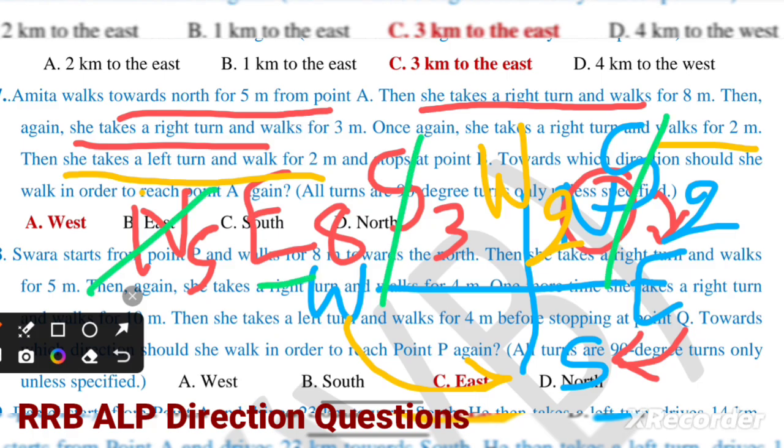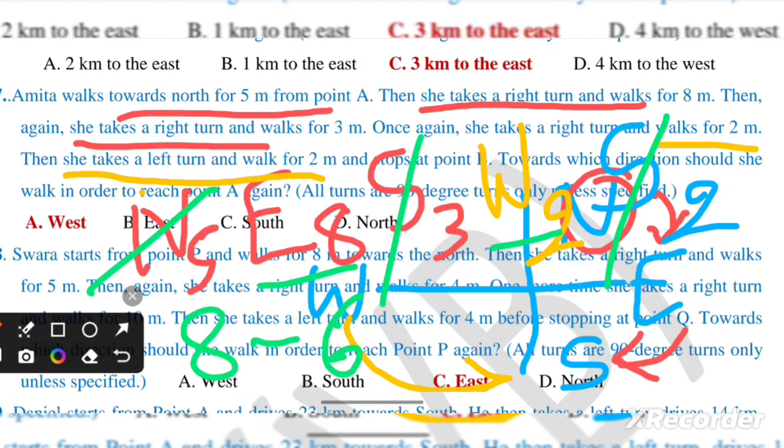What is left? E8 and W2. So 8 minus 2 is how much? So 8 minus 2 is 6. But which is the bigger one? East is the bigger one. Okay, E8 is the bigger one. That's why the answer is east.